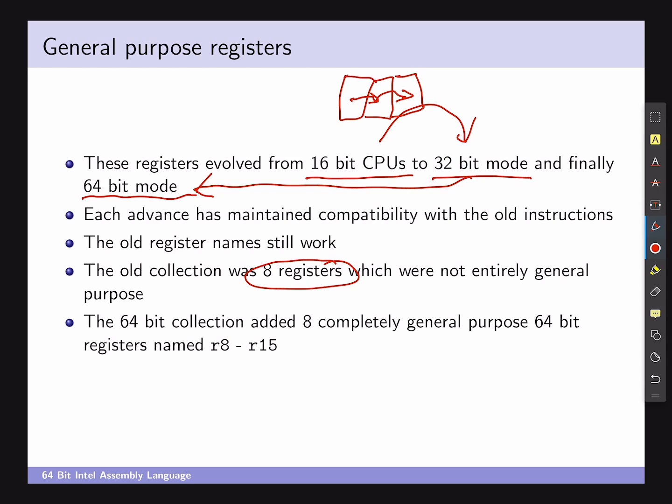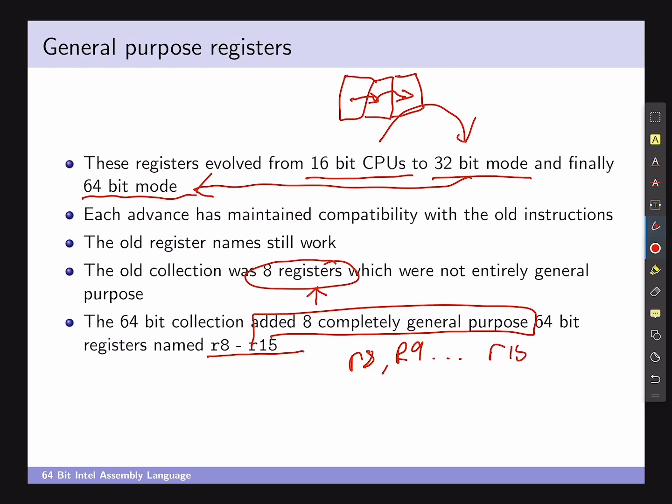The 64-bit collection added 8 completely general purpose registers on top of the old 8. So they are still general purpose, the old 8. They have some historical uses, but you're not bound to use them as such. And the 8 new general purpose registers have very modern names by comparison, where we simply have R8, R9, all the way up to R15. So there's no equivalent for these registers in 32-bit and 16-bit assembler.